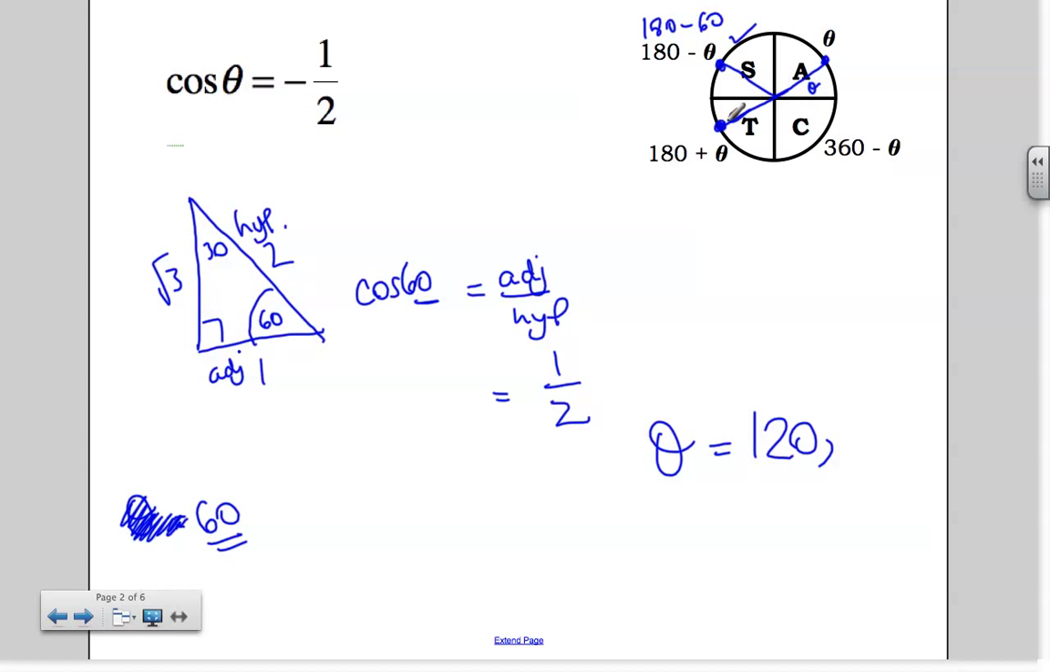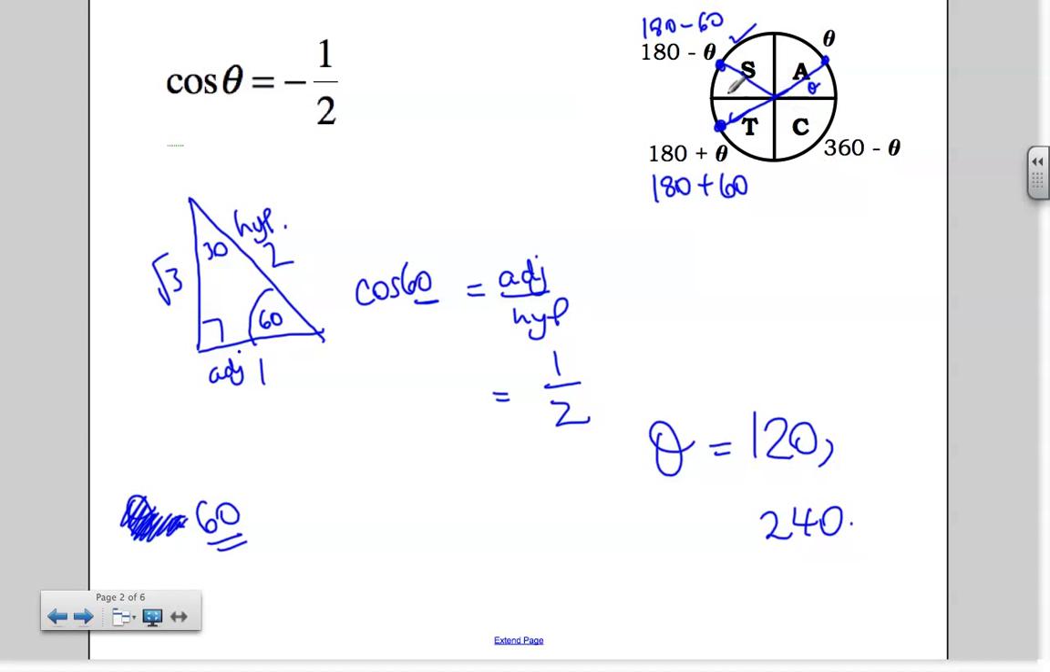And then we go to the other quadrant where we ticked, and that was in the T quadrant, in the third quadrant. And in there, to find the matching angle, we do 180 plus the acute angle, which is 60 in this case, which is 240. So again, we see there are our two answers.